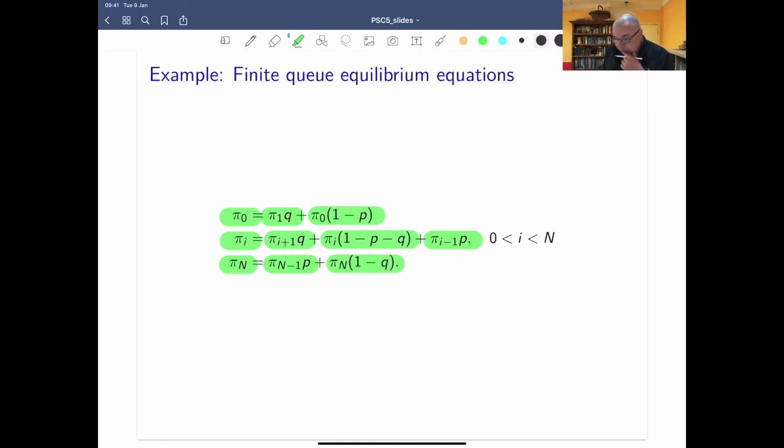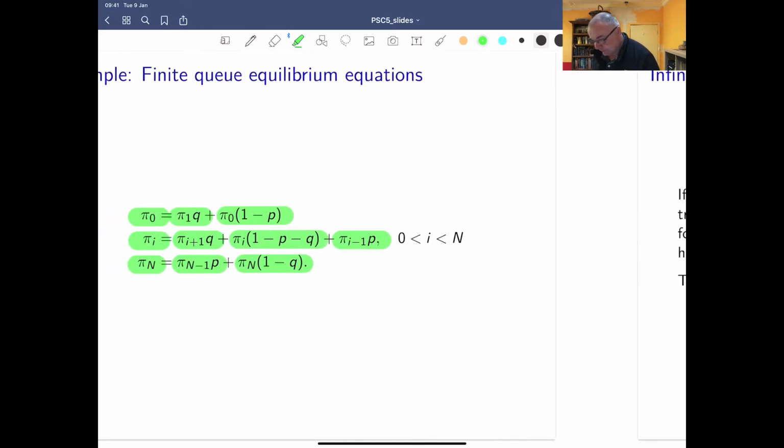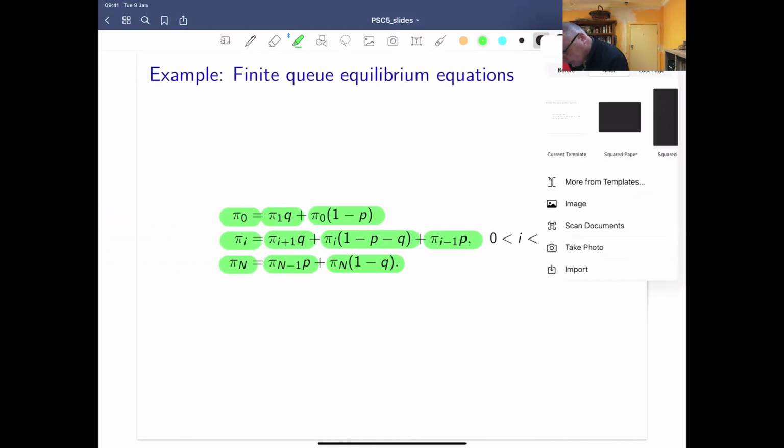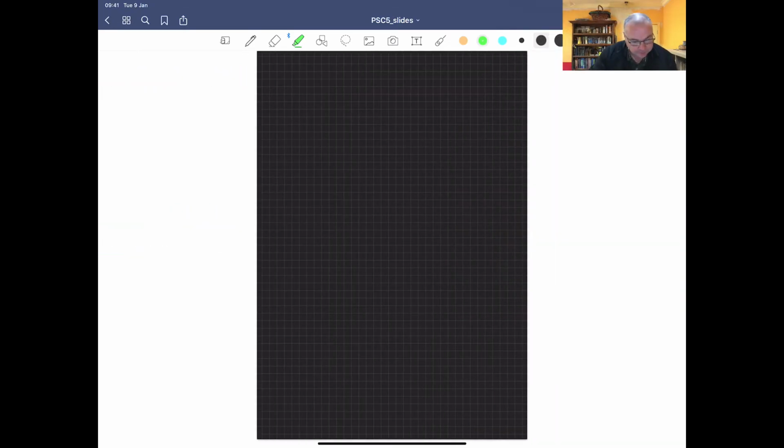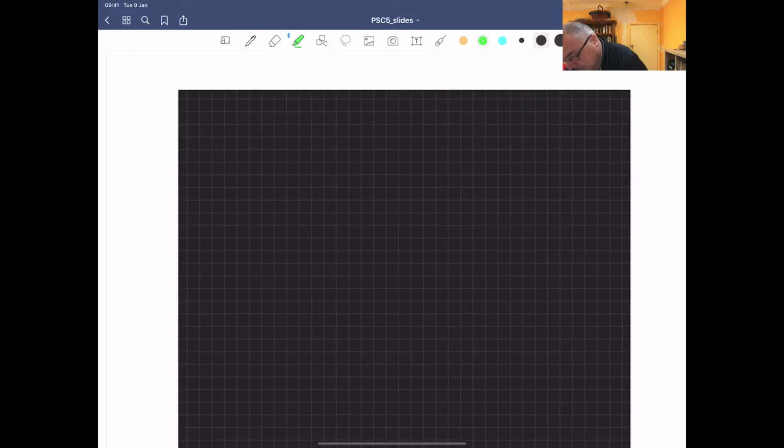So what we're going to do is solve these equations. The first thing we're going to do is look at that first one, pi 0. We've got that pi 0 equals pi 1 q plus pi 0 times 1 minus p. That's our boundary equation. I can rearrange that and get that pi 1 equals p pi 0 over q.